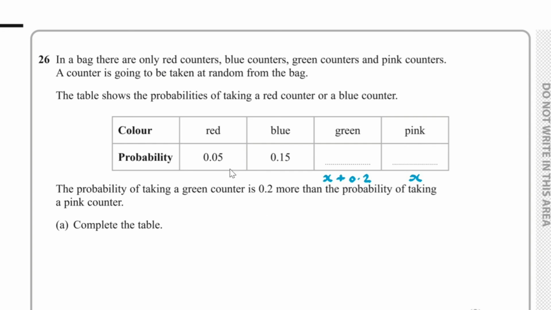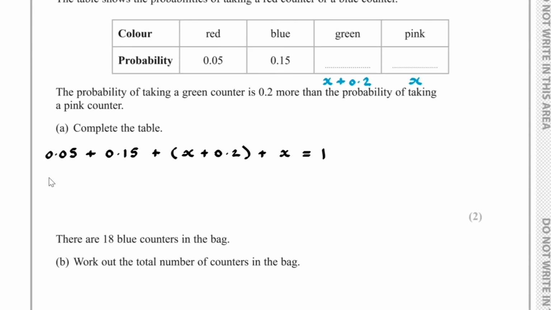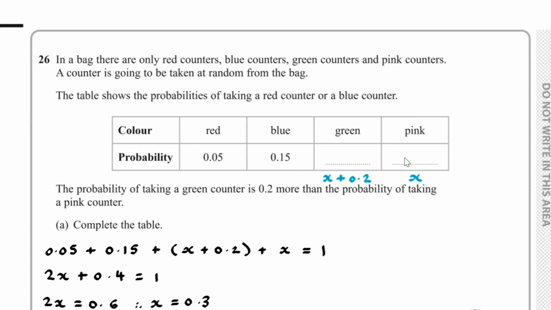And I know that probability adds up to 1. So I've got probability of red plus the probability of blue plus the probability of green plus the probability of pink. That's equal to 1. So I have 2x plus 0.4 equals 1. 2x is 0.6. X is 0.3. So I have 0.3 here and 0.5, which is 0.2 more than the 0.3.